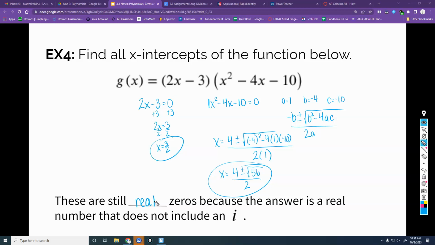We will finish these up, not tomorrow, because we're going to do the NC check-ins, but on Thursday we'll finish up these notes and talk about imaginary numbers there as well.